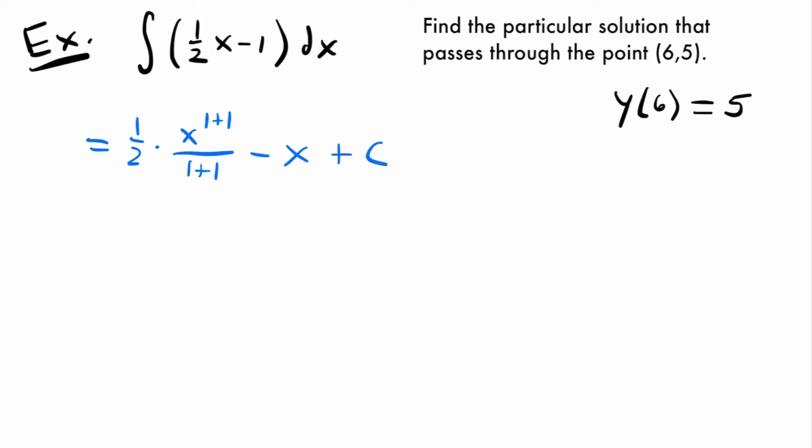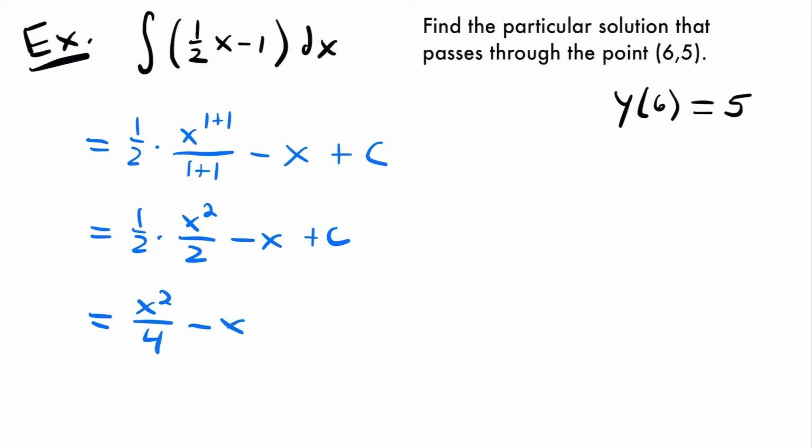All right, so if we simplify, we'll have that this is equal to 1/2 times x squared divided by 2 minus x plus c, and that will be equal to x squared divided by 4 minus x plus c. And so this is our general solution y, and now we can use our initial condition to solve for our value of c and find our particular solution. So we see that if we plug 6 into this function, it should be equal to 5. And so we'll set our function equal to 5, and then we'll have that this is equal to 6 squared divided by 4 minus 6 plus c. Right, we plugged 6 into each x and set it equal to 5.